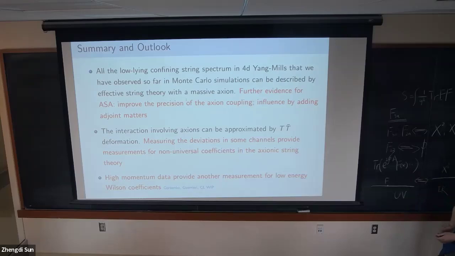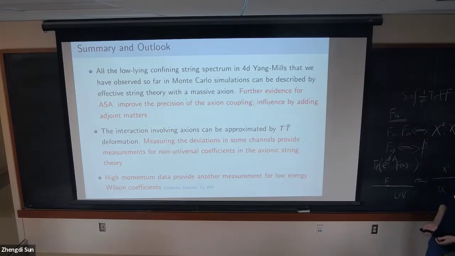One way to further verify or disprove this conjecture is that we can try to improve our calculation of the axion coupling. And also we can think about a joint QCD where the axion coupling will be changed accordingly, but in a controlled way.